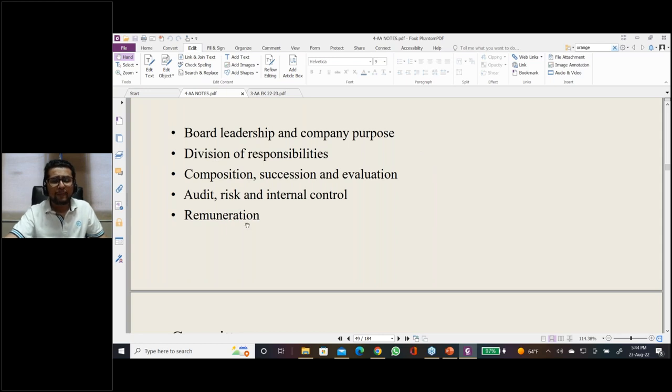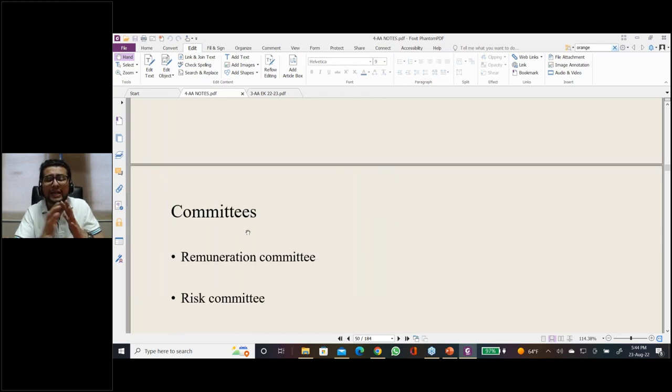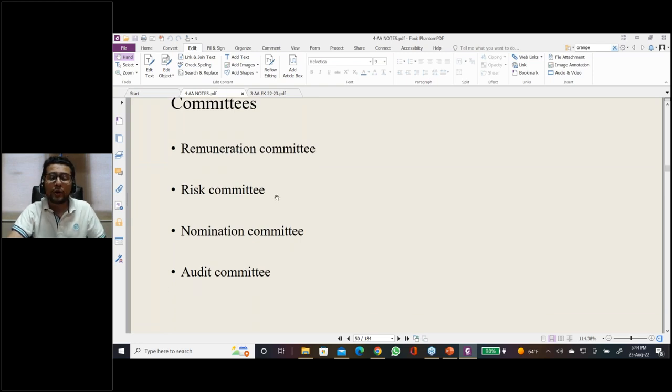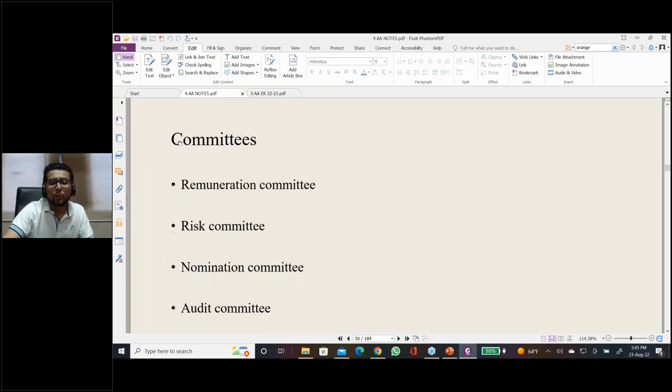We need to make sure that there is a clear division between executive directors and non-executive directors. We need to make sure that there is clear responsibility for who is going to decide the remuneration of the directors, who's going to assess the risk, who's going to nominate the new directors, who's going to nominate the auditor, who's going to entertain the external and internal auditors. One of the most important topics within corporate governance is committees.